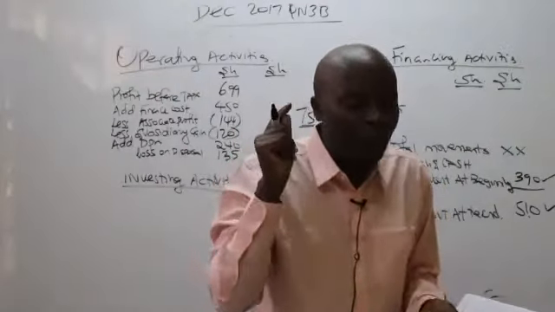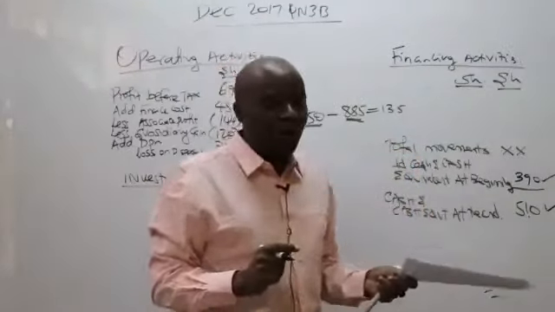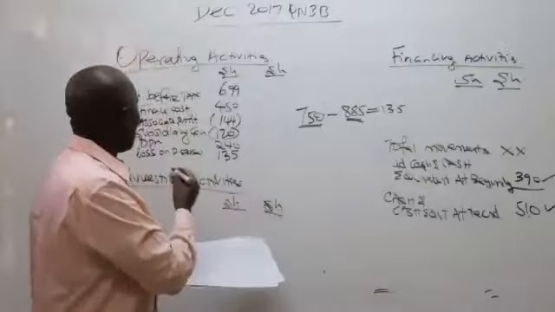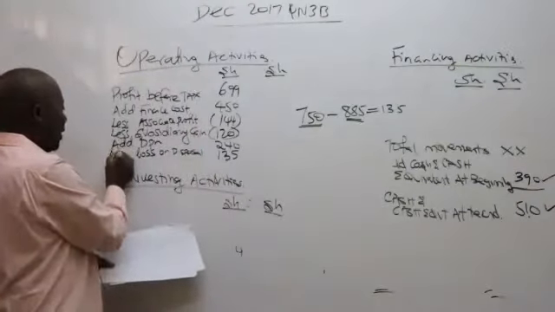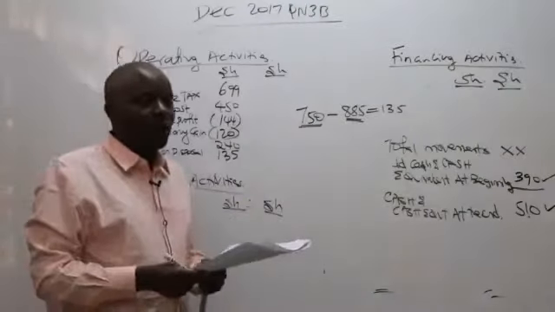So then how do we make good now? We add. So add loss on disposal.